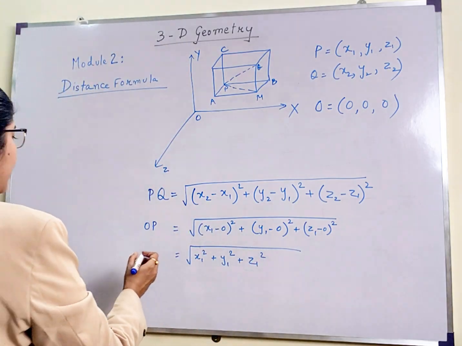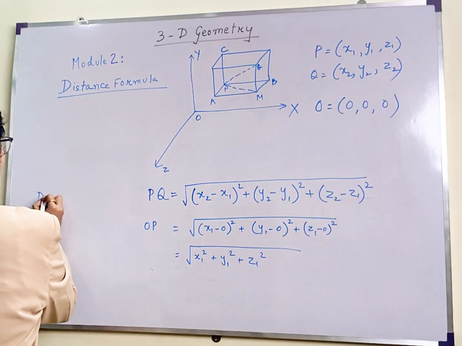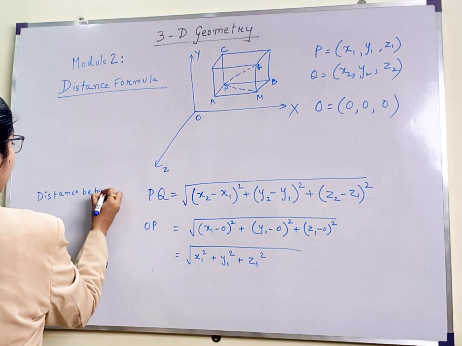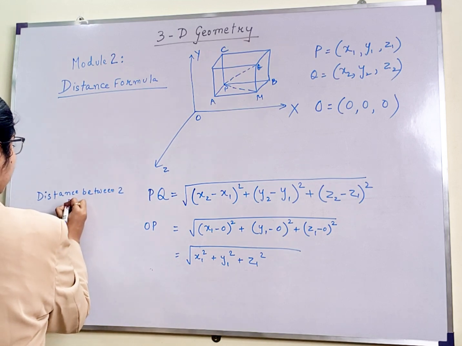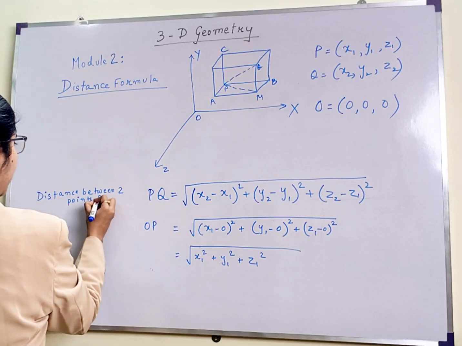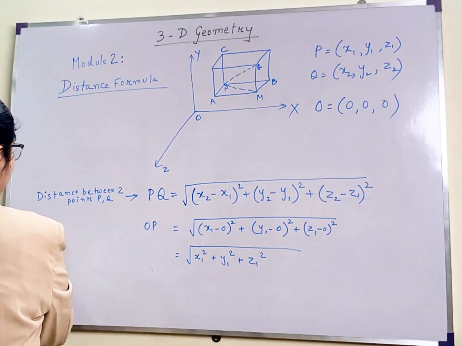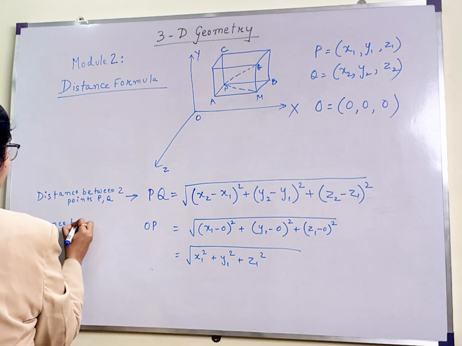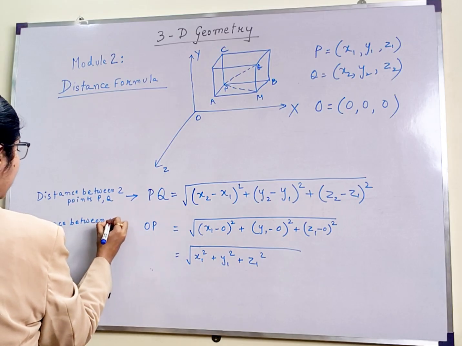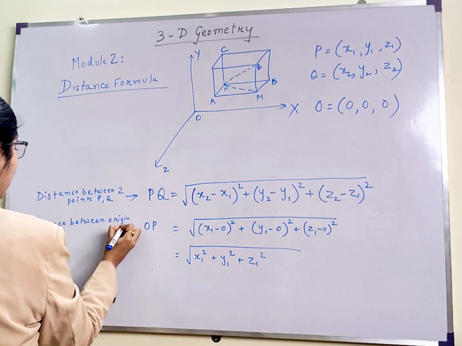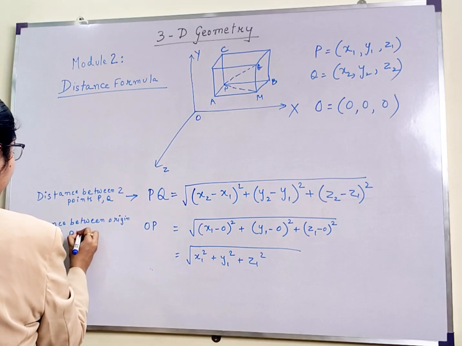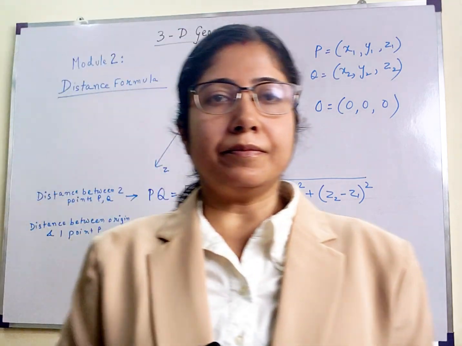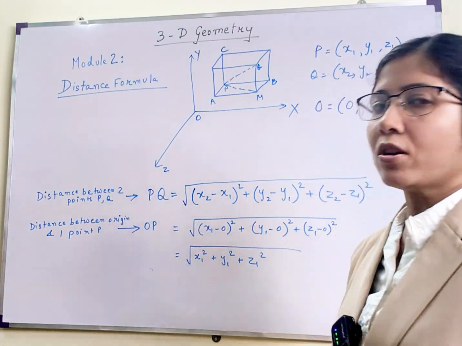So this is the distance between two points P and Q, and this is the distance between the origin and one point P. So this is all about the distance formula.